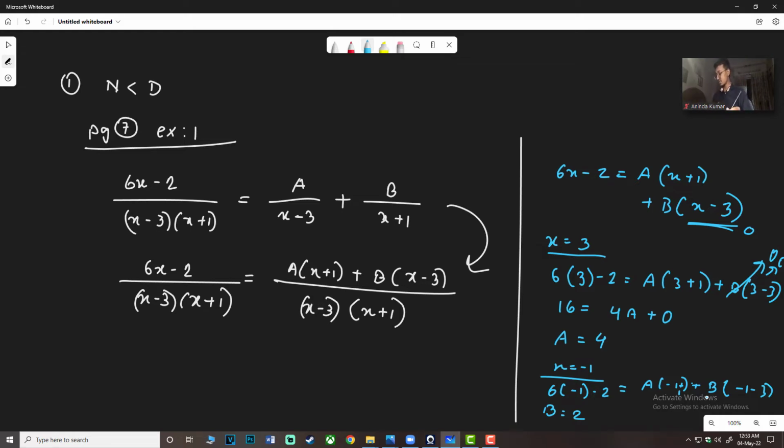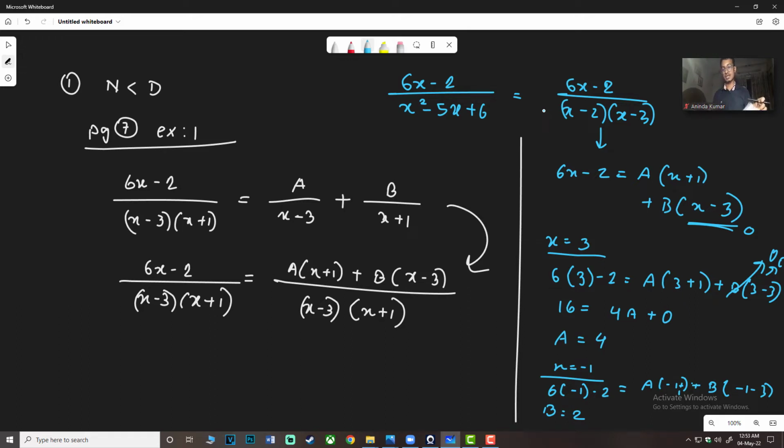Now, one variation of this question could be, this might not always be in factorized form. The question could tell you to convert this into partial fractions, something like this, x square minus 5x plus 6. They could tell you to convert this into partial fractions. There is nothing to get scared. You will just have to convert this into the factorized form. You can use your calculator, or you can do middle term factorization, or use the quadratic formula, and you can convert this into the factors, x minus 2, x minus 3. From there we will proceed like this. So this was type 1. We'll move on to the second type.